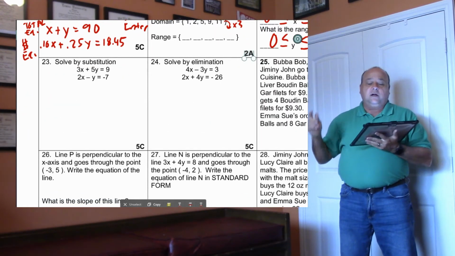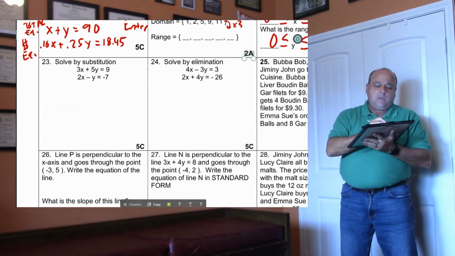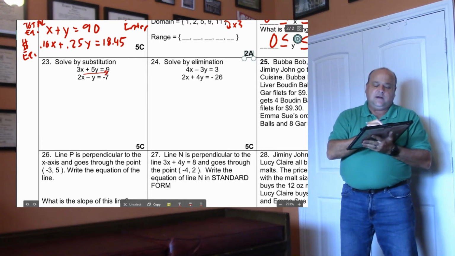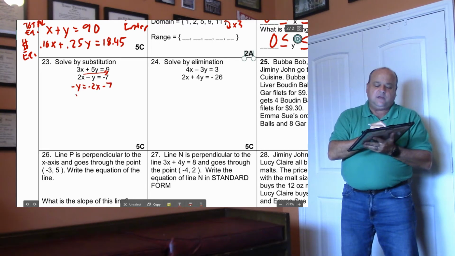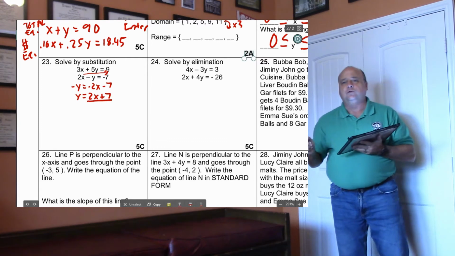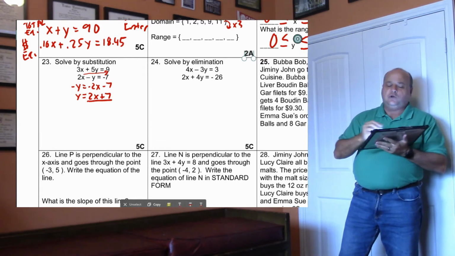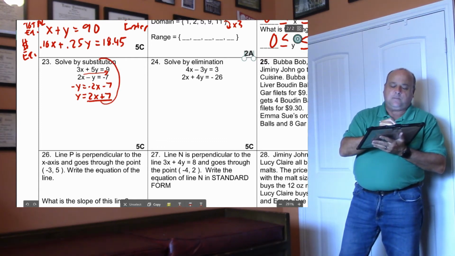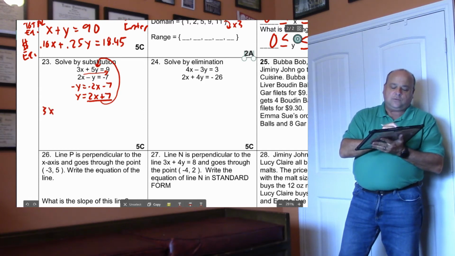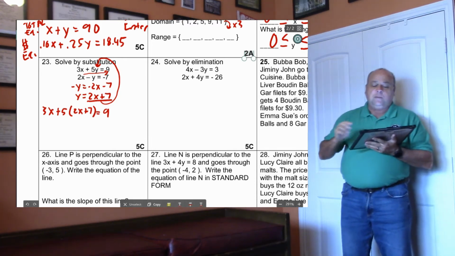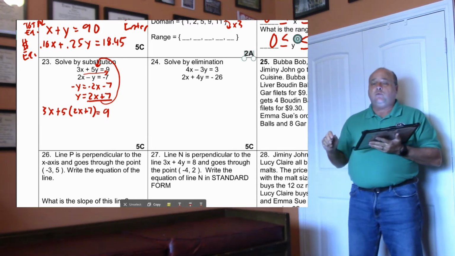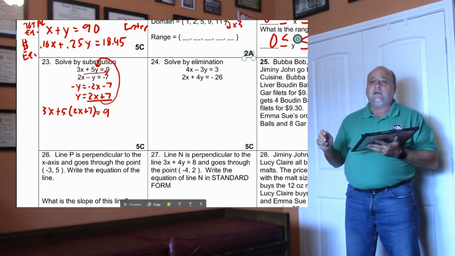Number 23, we're going to substitute on this. I should not have done this. Write down negative y equals negative 2x minus 7. Flip all the signs. And this is what your y is equal to. So my y, I know, is 2x plus 7. And I'm going to take that and plug it right in here. So 3x plus 5 parentheses 2x plus 7 equals 9. So basically I took the 3x plus 5y equals 9 and I replaced the y with 2x plus 7.